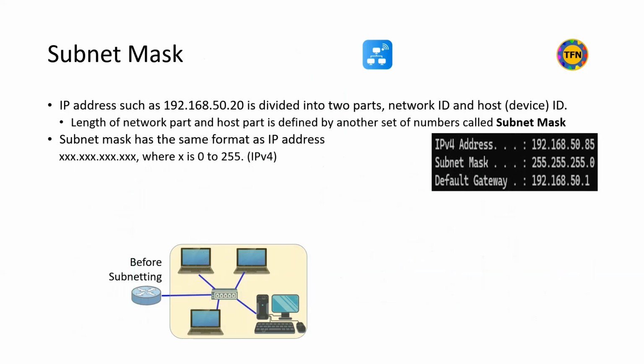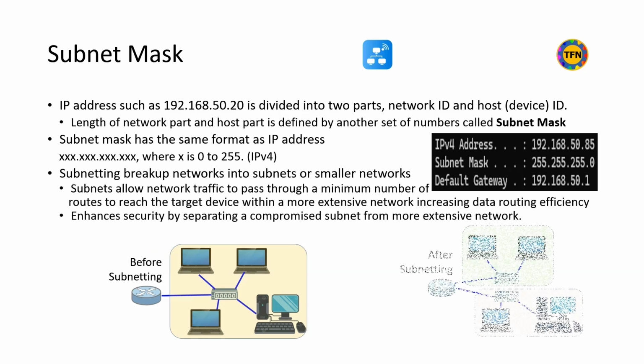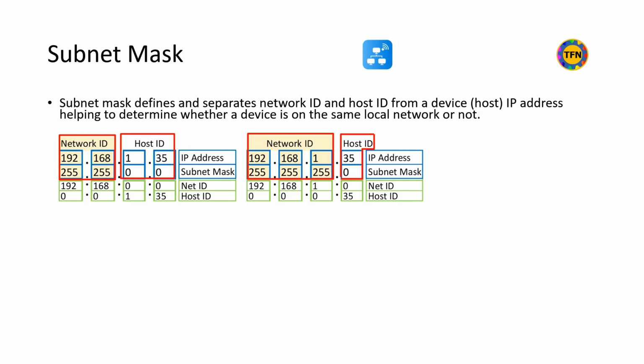IP address such as 192.168.50.20 has two parts, network ID and host ID. Subnet mask defines the length of network and host sections of the IP address. Subnetting breaks up networks into subnets or smaller networks and increases data routing efficiency and enhances security by isolating compromised subnet. Here we have some examples of how subnet mask defines the network and host sections of the IP address.